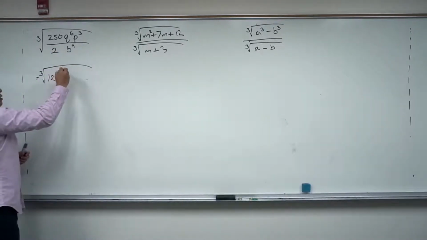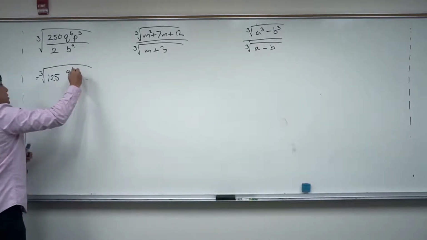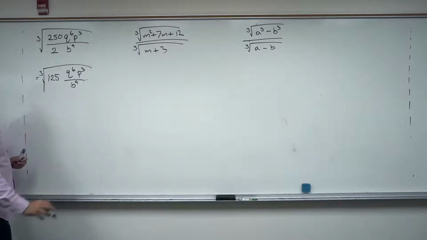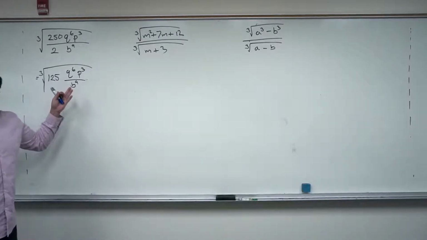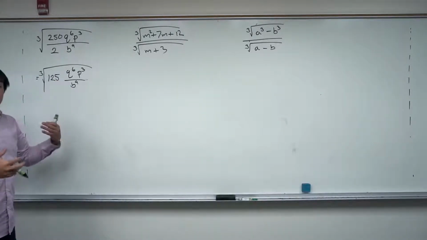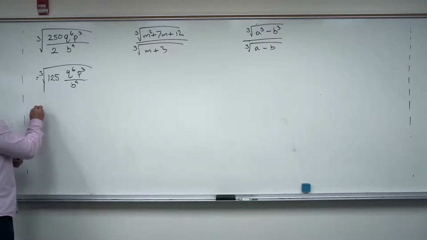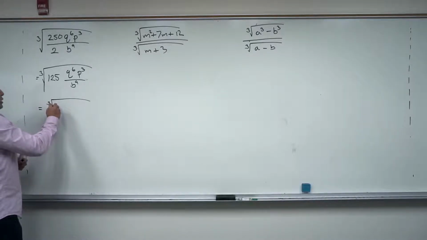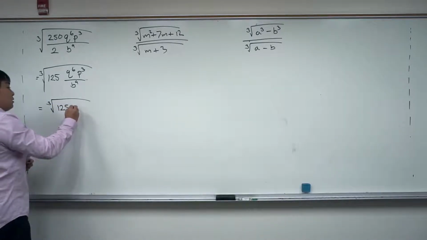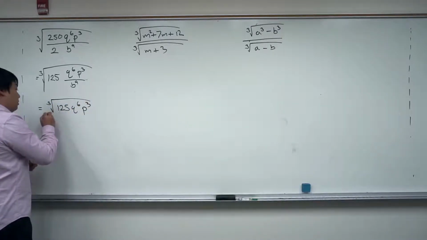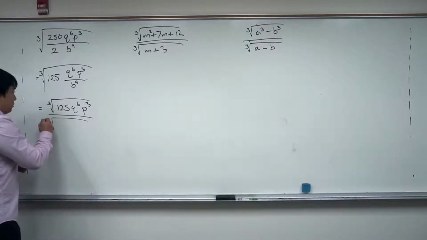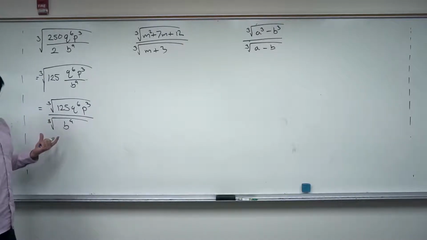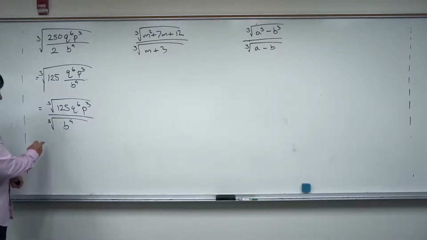But the other parts, the q to the 6th, p to the 3rd, b to the 9th, there's nothing to simplify there, right? There's no variables in common. So we would have to leave it like that. So what we can do, though, is we can split it the other way, by putting the third root on the top, the third root on the bottom, and then simplify from there.